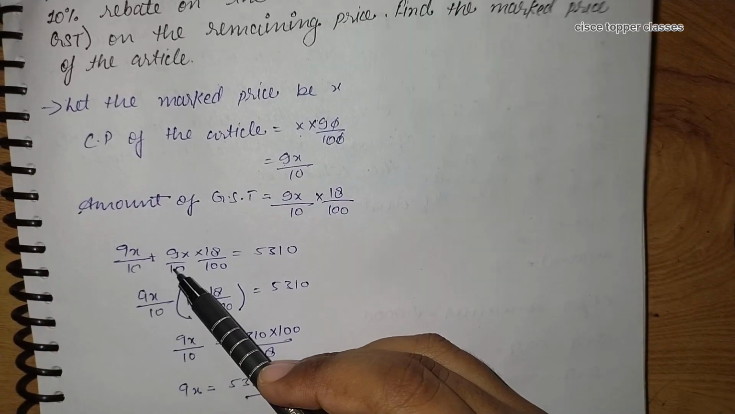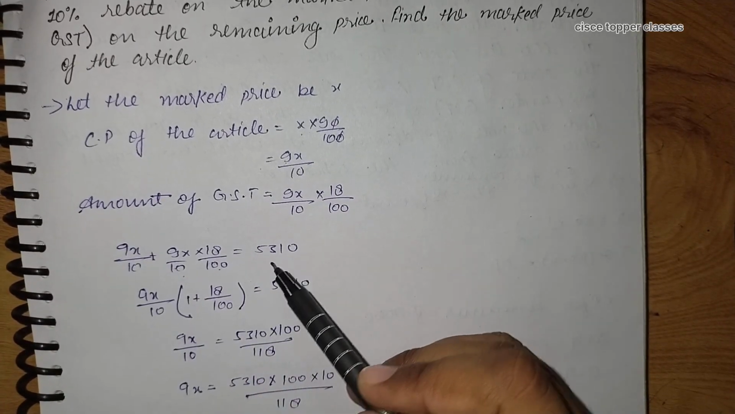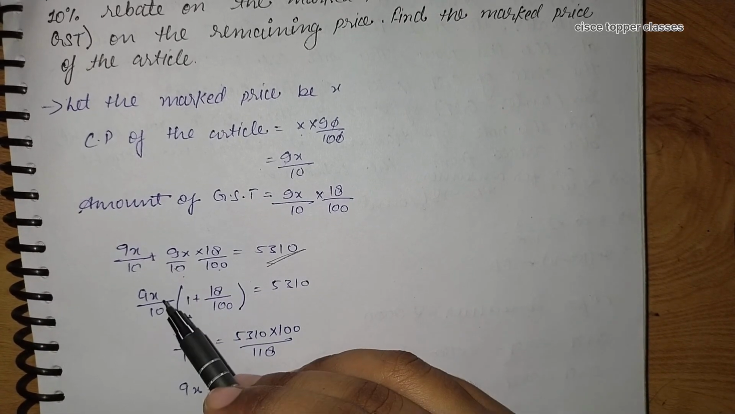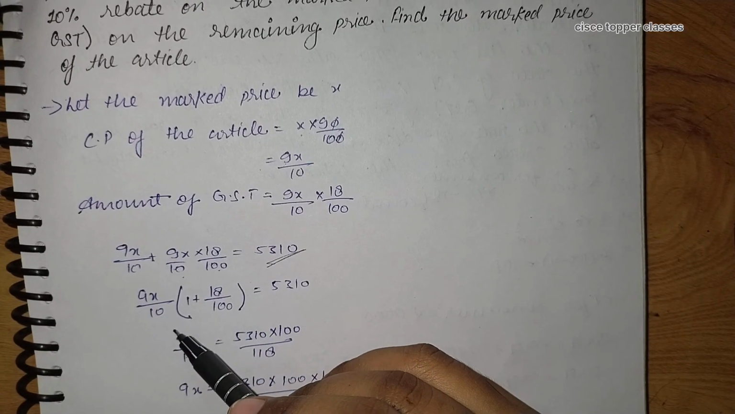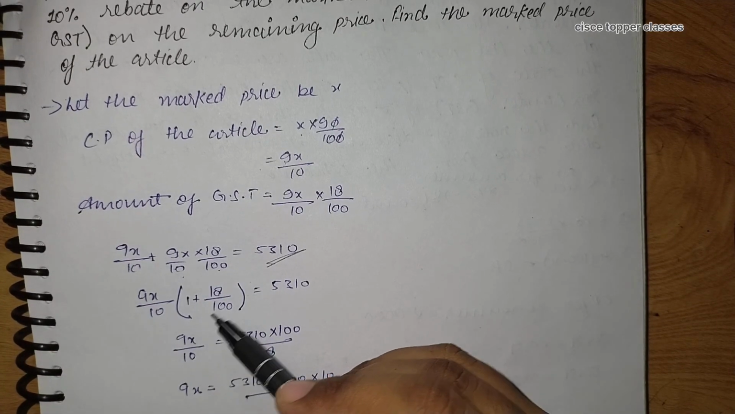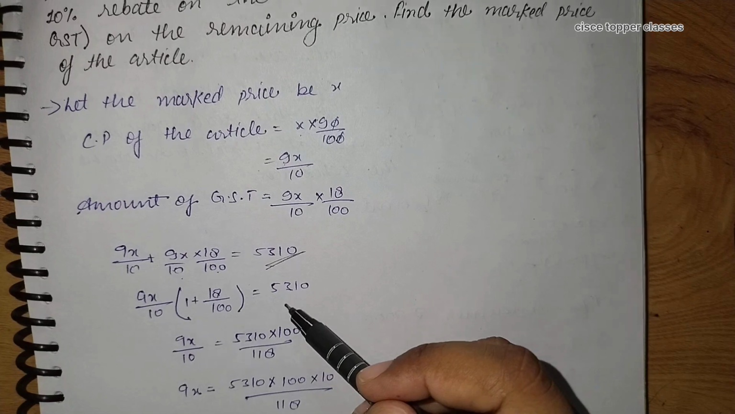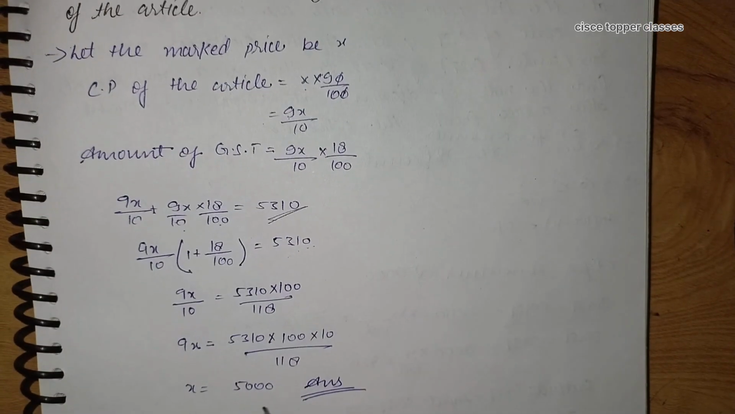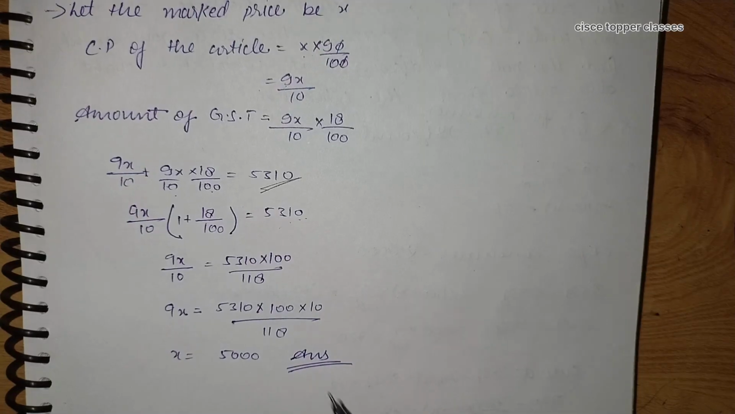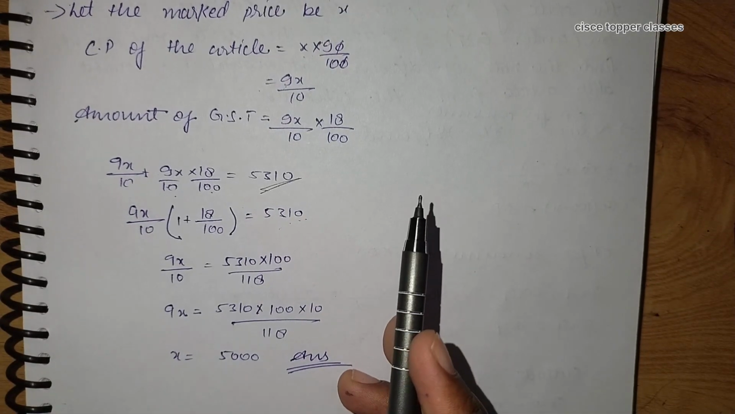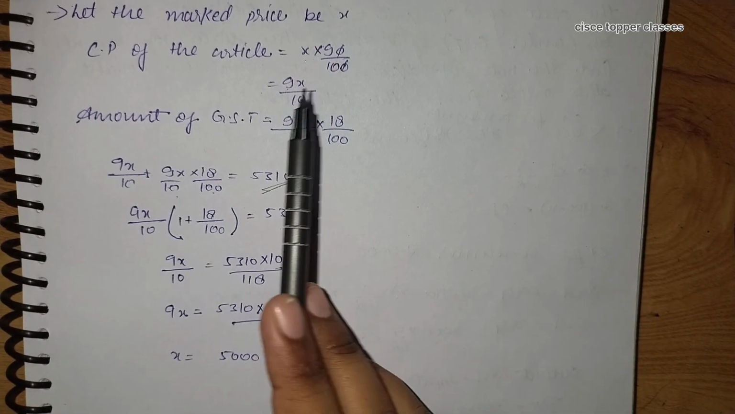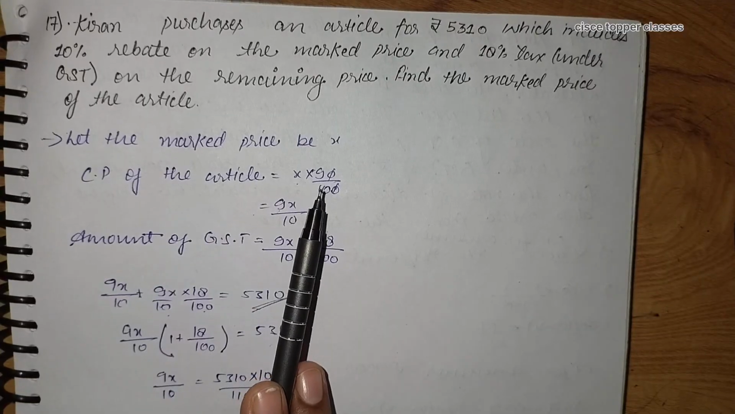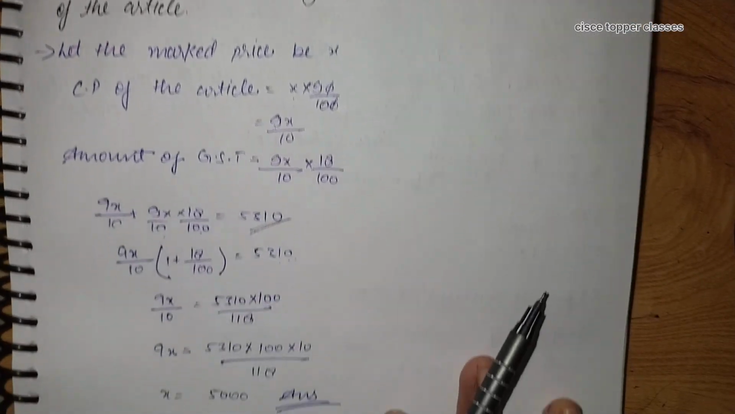So 9x by 10 plus 9x by 10 of 18 by 100 will be 5310, and we will take 9x by 10 as common. So 1 plus 18 by 100 equals 5310 here. So if we write the value of x, this is 5000 here on calculating. So this is the final answer here. This is only what we have to find, means the mark price only, and we have let here the mark price is x. So this is the final solution of question number 17.